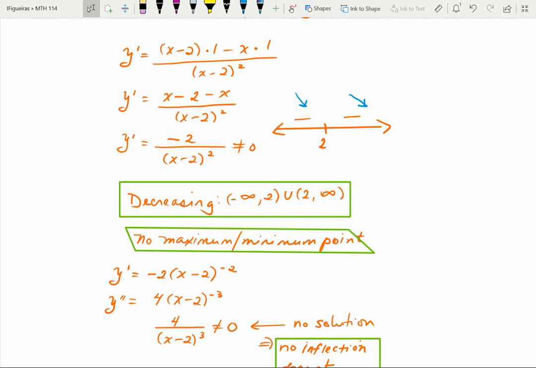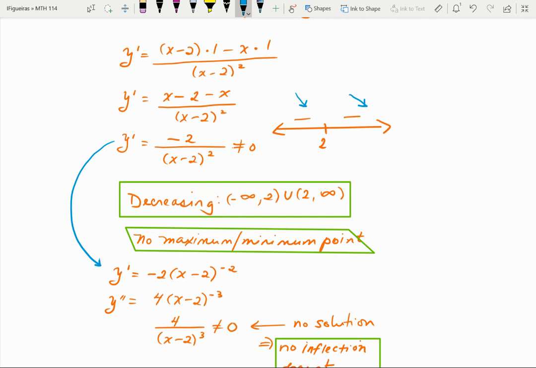So remember, this is the first derivative. I rewrote it in a different way just to avoid using quotient rule again. I brought the denominator up to the numerator and wrote it as negative 2 times x minus 2 to the negative 2.